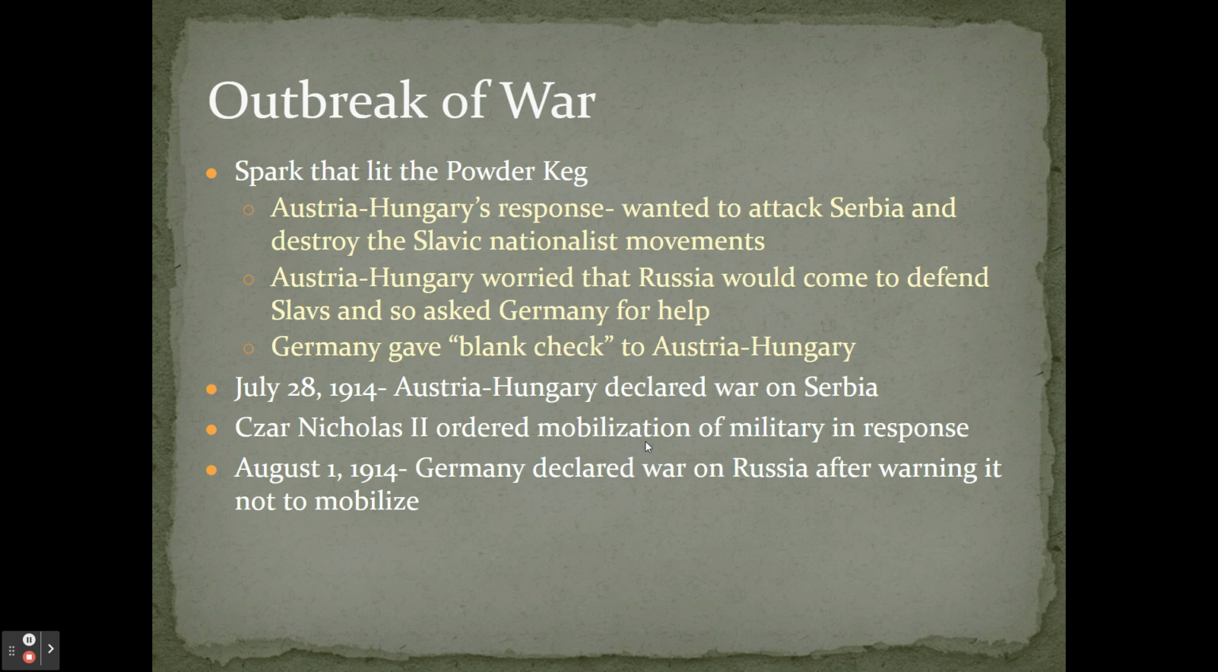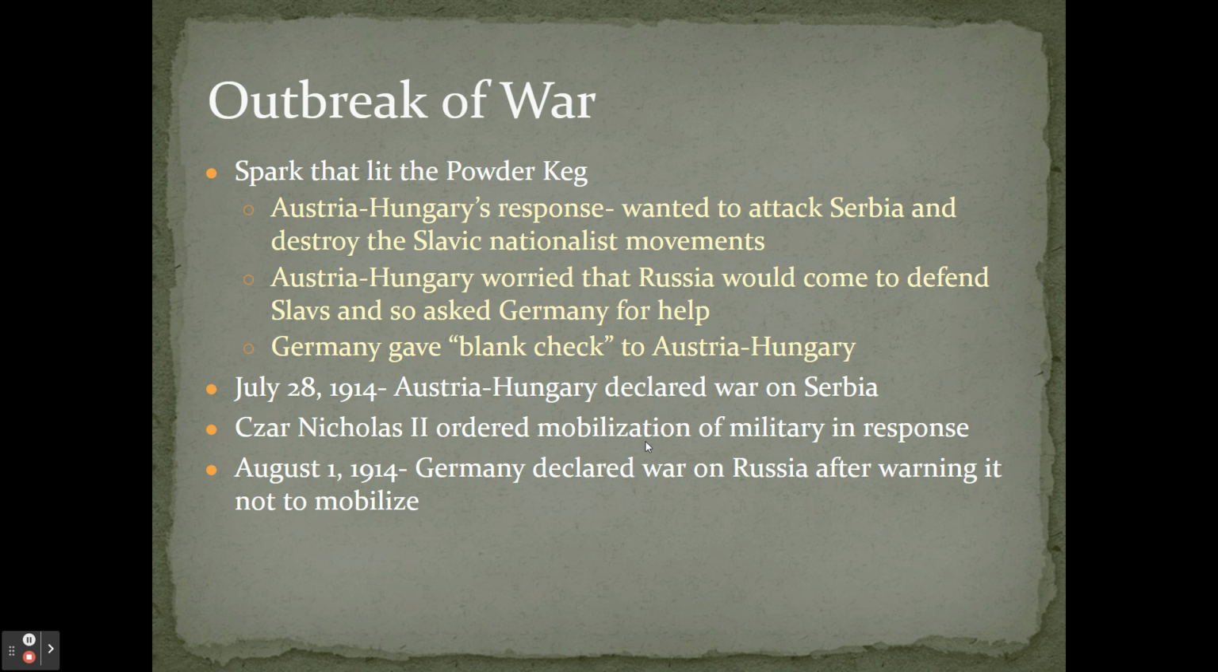Tsar Nicholas of Russia ordered the mobilization of his military in response. Mobilization is like getting the military ready. So he's getting everybody ready, moving them towards the border. He hasn't attacked yet. Austria-Hungary and Germany see that Russia is moving its troops, mobilizing. Germany warns Russia, you better not mobilize. You better not bring those troops close to our border or we're going to have a problem.